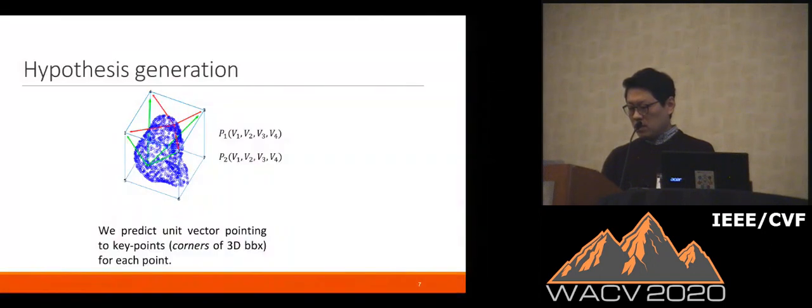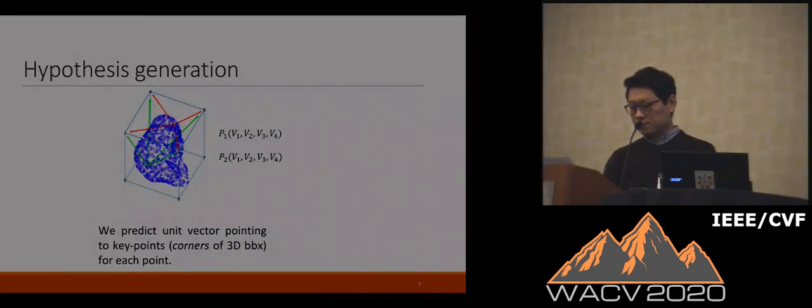Then we generate 3D keypoint hypotheses via these 3D vectors. We generate a position hypothesis for the keypoints from a point pair. For each point, our network outputs n vectors pointing to n keypoints. When we choose the first vector of both points in the point pair, we can get an intersection. We regard the intersection as the position hypothesis of the first keypoint. We generate the position hypotheses of the rest of the keypoints in the same way.